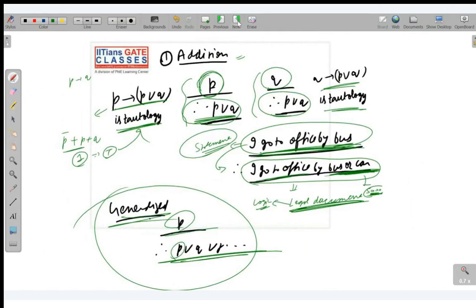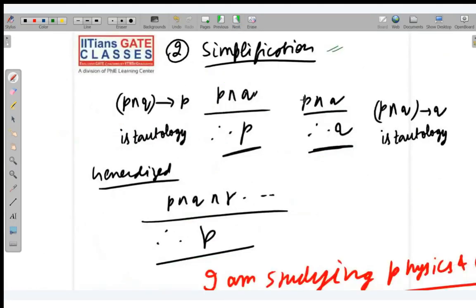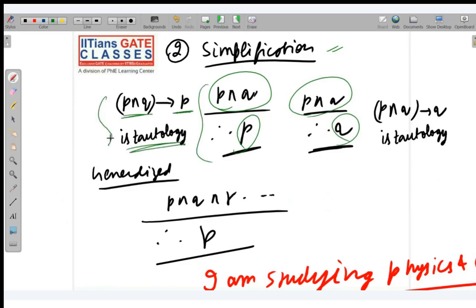Simplification rule. Simplification is saying P and Q. So obviously, when P and Q both are true, P is true. Another way: P and Q, so obviously P and Q both are true, therefore you will say Q is true. So it's very simple. How will you prove it? I will say (P and Q) implies P should be a tautology, and it's homework for you. You will prove it yourself. Similarly, you will prove the other one yourself. This is really very simple.